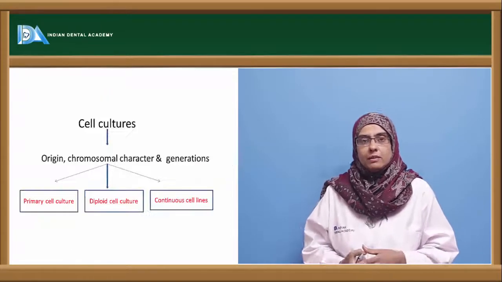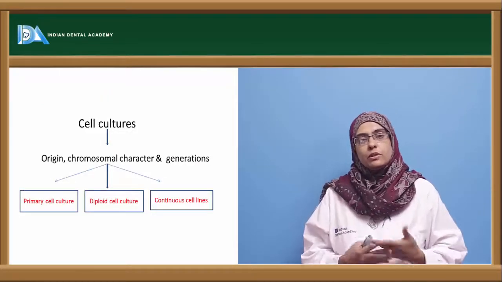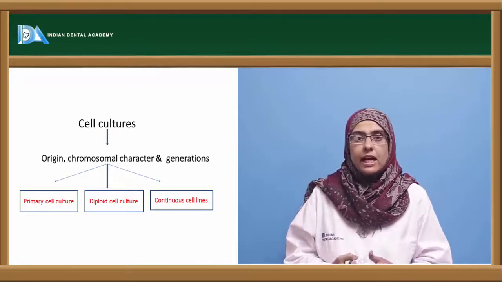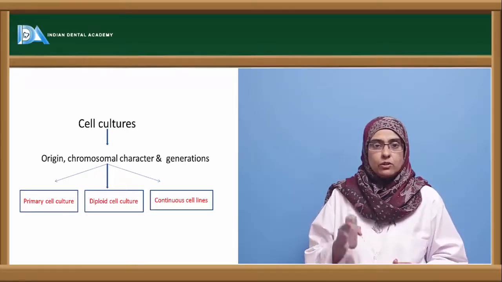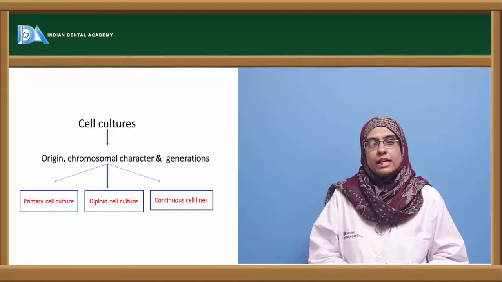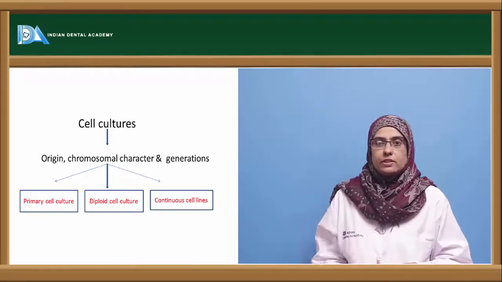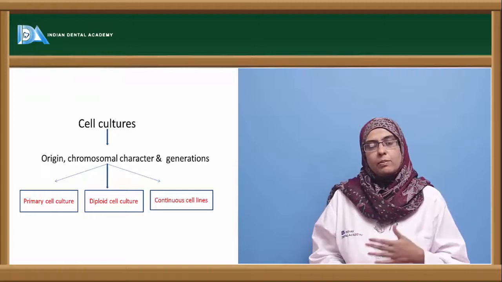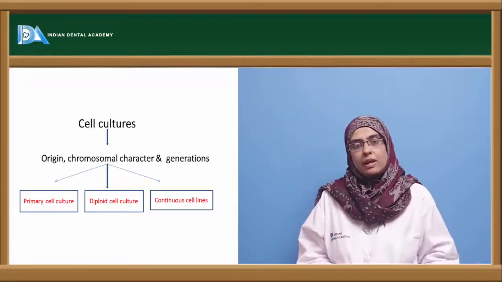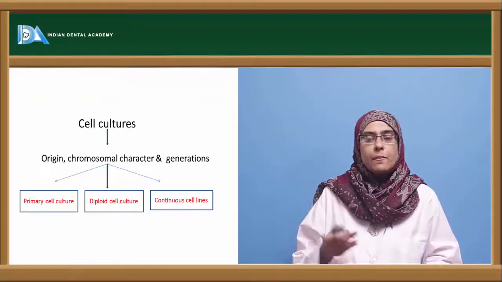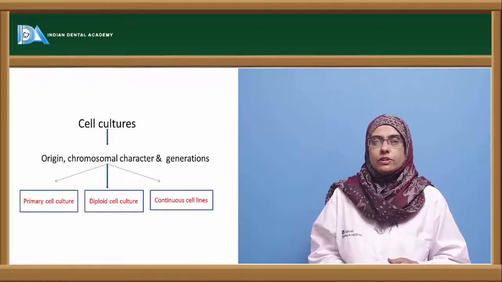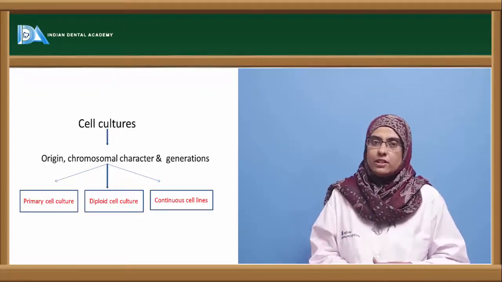Now the cell cultures can be divided into three types based upon the origin, the chromosomal character, and the generations through which it can be maintained. So they are usually classified into three types: primary cell culture, diploid cell culture, and the continuous cell culture. Depending upon the primary isolation, you can go for the primary cell culture or the diploid cell culture. Now when you want to maintain it, you can go for the continuous cell lines or the continuous cell culture.